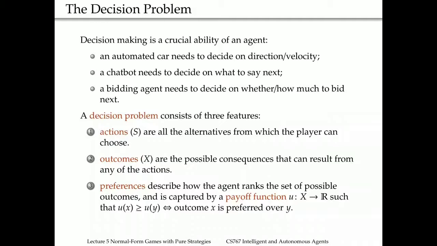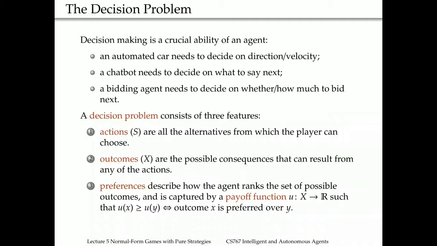So first of all, the agents involved in decision making will have a set of actions to choose from. That represents all the alternatives from which the player can choose. The set of outcomes are the possible consequences that can result from any of these actions. And then preferences describe how the agent ranks the set of possible outcomes. And of course, this can be different from agent to agent.